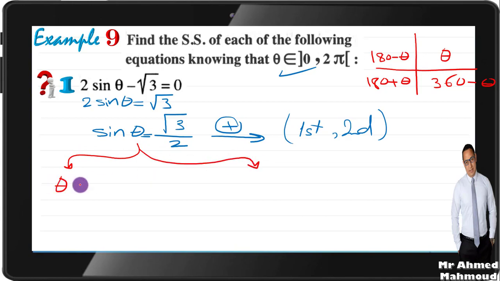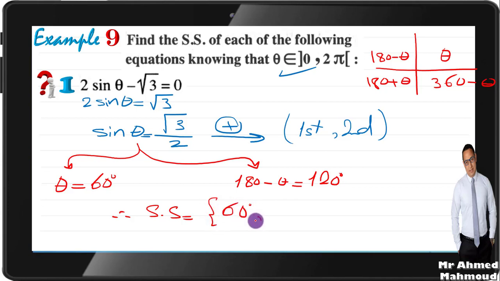Theta equals shift sine root 3 over 2 equals 60. This is the first quadrant. Okay, in the second quadrant, it's equal to 180 minus theta. 180 minus theta equals 180 minus 60 equals 120. Therefore, the solution set equals 60 and 120 degrees. You can check: sine 60 equals root 3 over 2 and sine 120 equals root 3 over 2. You can check by using your calculator.